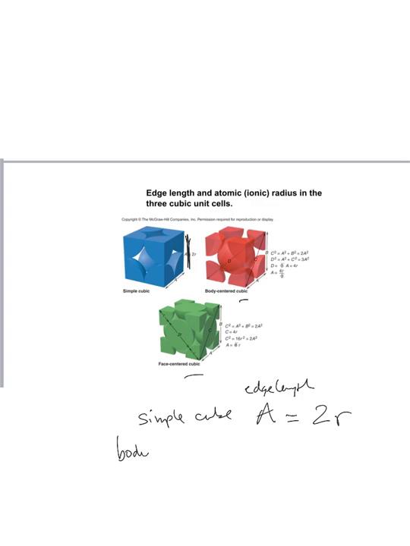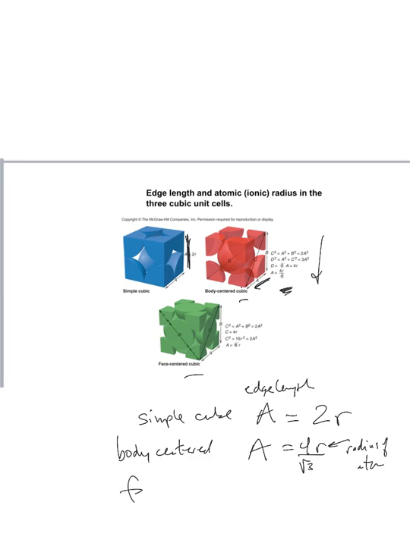So the body centered, again, they use the letter A to represent the edge length, but you need to do 4 over the square root of 3 times R. That's, again, the radius of the atom. The way that it's calculated is this little derivation here. I don't know if your teacher wants you to know that. We don't make them do that. We make them just use the bottom line.